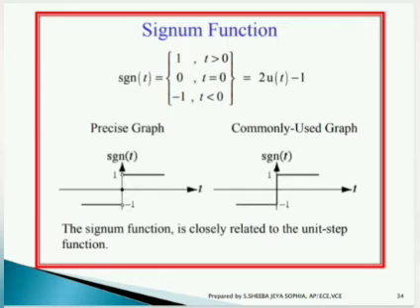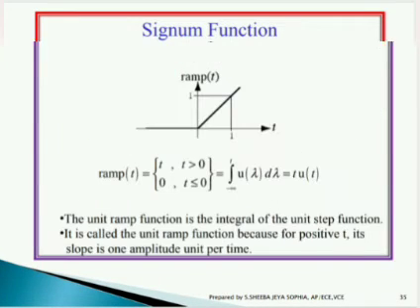For other places it is minus 1. So that is also depicted in the graph. For t greater than or equal to 0, this is equal to 1, and for negative values it is equal to minus 1. Next one, unit ramp function.